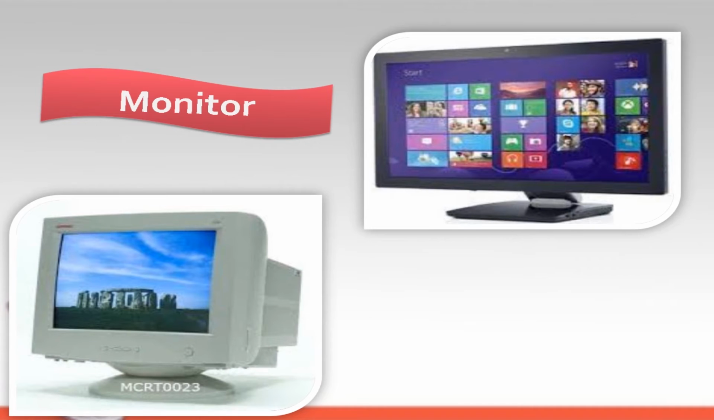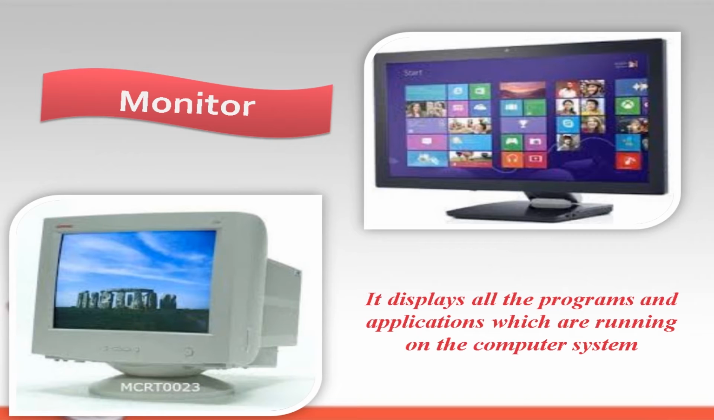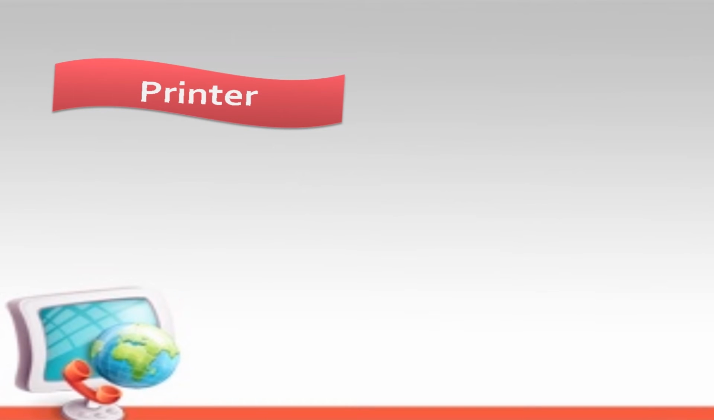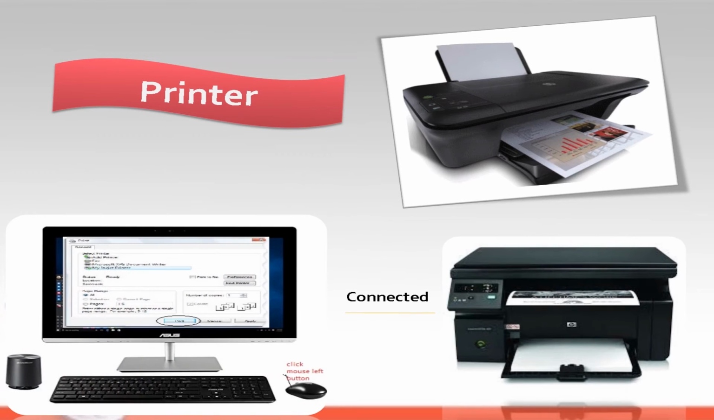The monitor is the main output device of a computer, also called as the visual display unit. It displays all the programs and applications which are running on the computer system. The user can view the program operations on the monitor and can control the program operations with the use of mouse. Coming to the next output device, that is a printer. Printers are used to produce paper output, commonly known as hard copy of any documents, images, layouts, etc. A printer can print the data in black and white or in colored form as per your requirement.